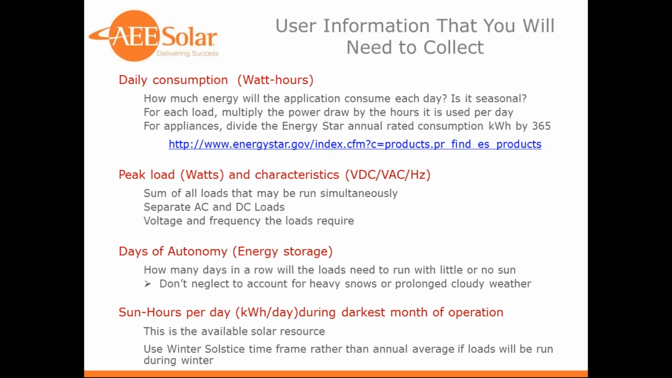And then we need to find out what the sun hours per day are in the darkest month of operation at that location. That's the available solar resource that we have to work with. And generally with off-grid systems, we use the winter solstice time frame rather than the annual average, at least if the loads are run during the winter. If it's, say, a summer vacation cabin, we don't necessarily have to do that, but a year-round home certainly does.